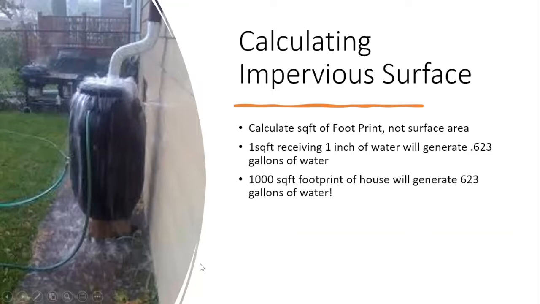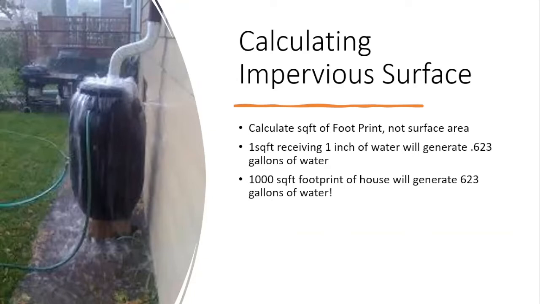Okay, so we're thinking about a 1,000 square foot footprint of a house, generating 623 gallons. Well, that's too much. I don't want to capture that much. That's all right. We've got lots of options, and we can implement some different strategies to help curtail the possibility of an overflowing rain barrel creating a huge mess.